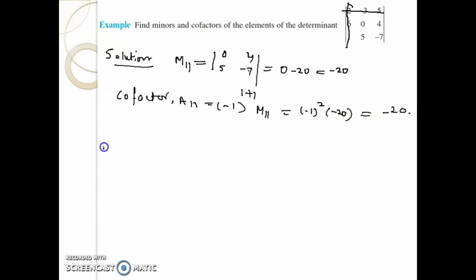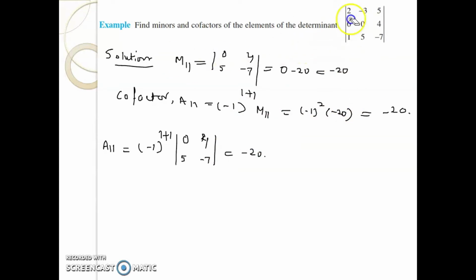I can also find cofactor A11 without calculating the minor. Without calculating the minor means I can directly write (-1) raised to power 1 plus 1 into the determinant of 0, 4, 5, minus 7 after hiding the first row and first column. Suppose in the question I have to calculate only the cofactor, then there is no need to calculate the minor. You can directly calculate A11 as (-1) raised to power 1 plus 1 into the determinant of 0, 4, 5, minus 7, which will be minus 20. You can directly calculate it also.